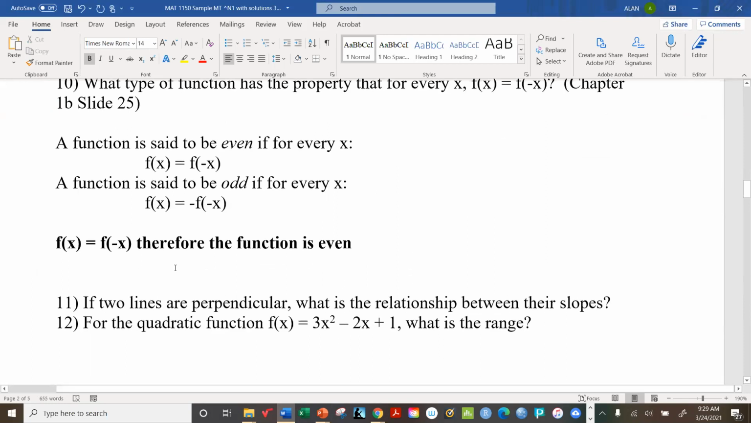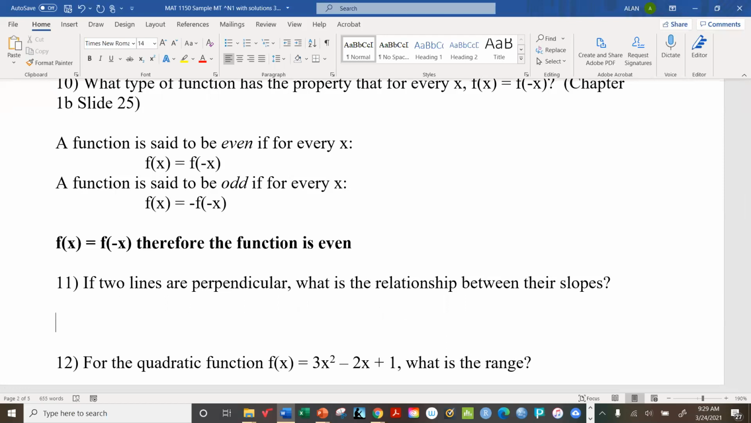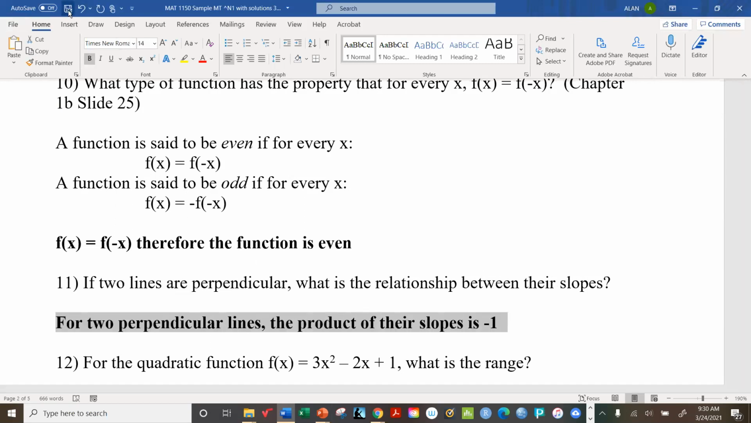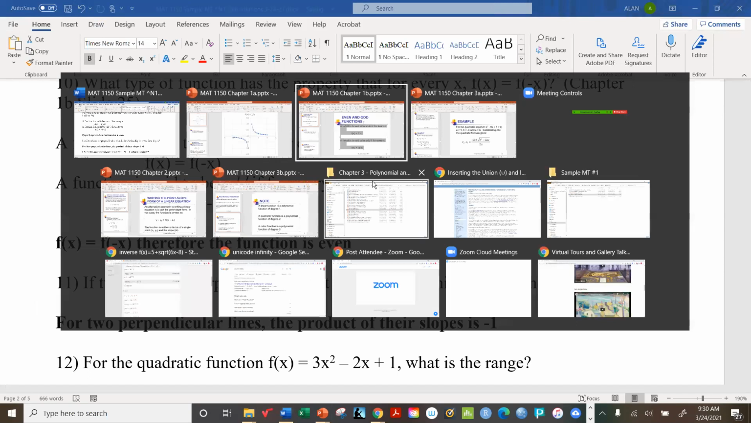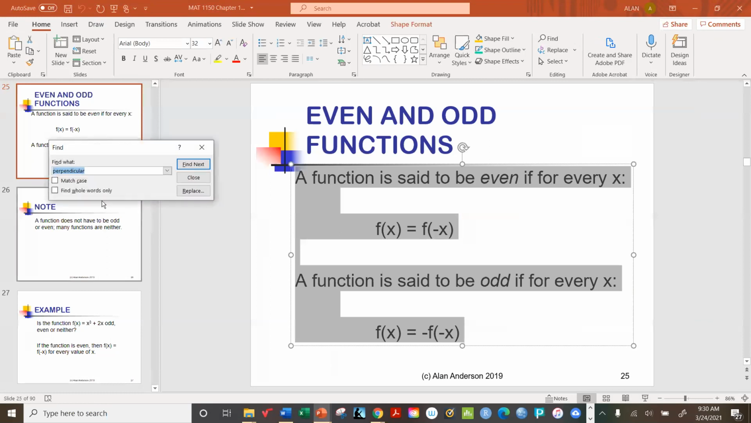All right, so now, if the two lines are perpendicular, the relationship between their slopes for two perpendicular lines, the product of their slopes is -1. That's how we know they're perpendicular. So dare I use the search engine for the word perpendicular? All right, I don't know. I'm starting to have doubts about this thing.